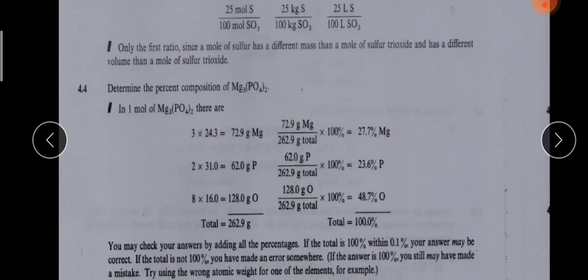Determine the percentage composition. See, Mg3(PO4)2 is there. In 1 mole of Mg3(PO4)2, there are 3 Mg. The atomic mass of Mg is 24.3, that is given. Phosphorus 2 are there, oxygen 8 are there. Then you will get the percentage of this particular element.